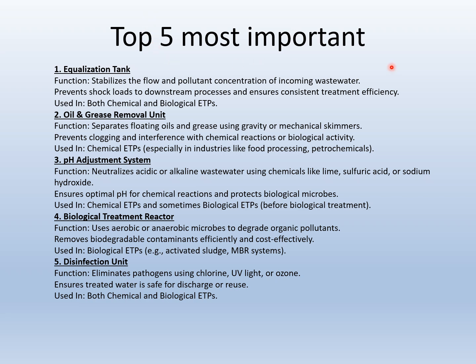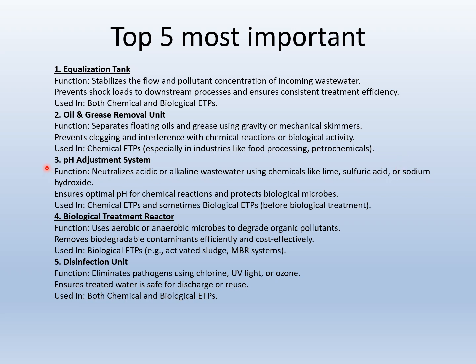Top 5 most important. Equalization tank. The function is to balance the flow and effluent concentration of incoming water to prevent shock load to downstream processes and ensure consistent treatment influent. Used in both chemical and biological ETP. Number 2, oil and grease removal unit. Function: separating oil and grease using gravity and a mechanical skimmer. Prevents clogging and interference with the chemical reaction and biological activity. Used in chemical ETP, especially in industries like food processing and petrochemical.